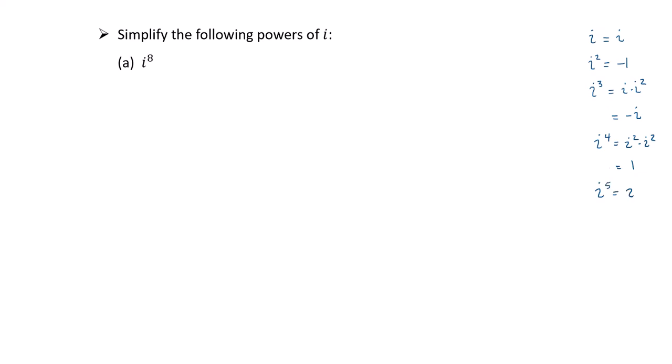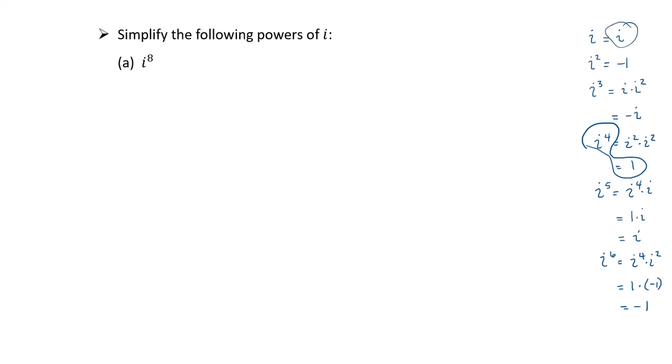Now, i to the 5th. i to the 5th could be written as i to the fourth times i. This is convenient because i to the fourth is just 1. So i to the fourth is 1 times i, which is i. i to the sixth is written as i to the fourth times i squared. Again, this is convenient because i to the fourth is just 1, and i squared here is negative 1, so I have negative 1.